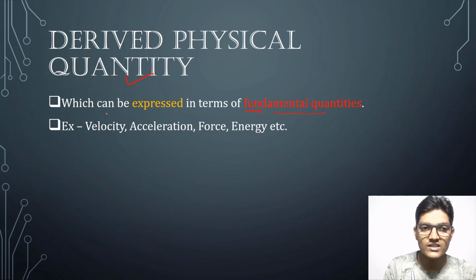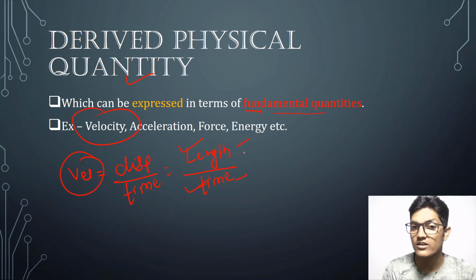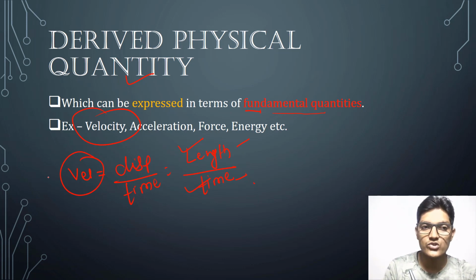For example, regarding velocity, velocity is equal to displacement upon time, right? Where displacement is a length, so velocity is length upon time. We know length and time are fundamental quantities. So we are expressing velocity in terms of fundamental quantities, and that is why velocity comes under derived physical quantities.